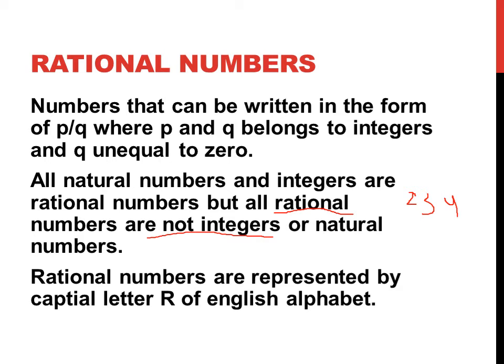Now, the second point is all the natural numbers and integers are the rational numbers, and all the rational numbers are all the integers. What do you think about it? Are all the rational numbers integers? No, no, no.